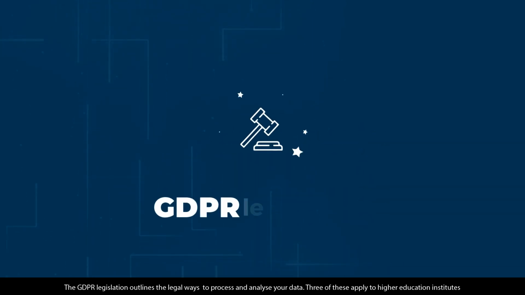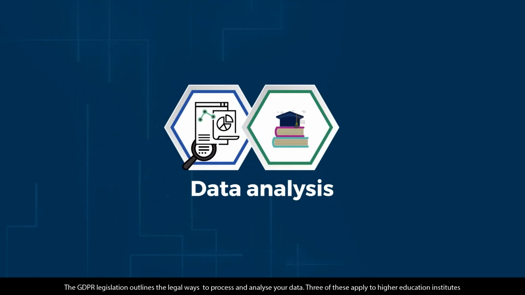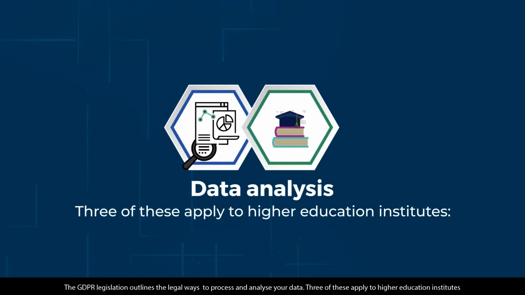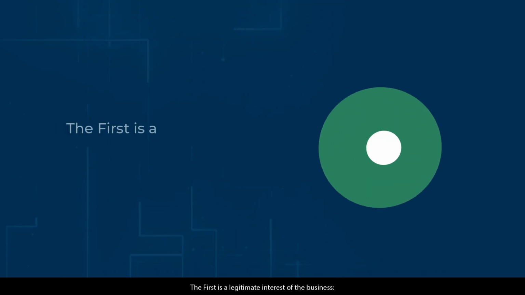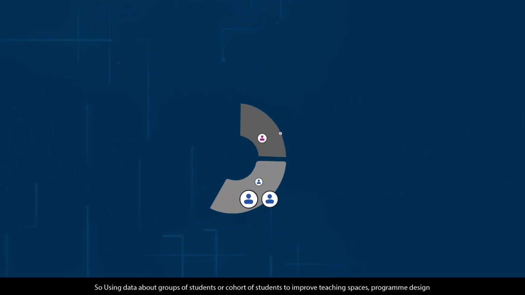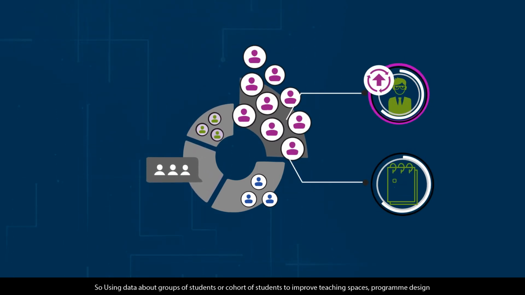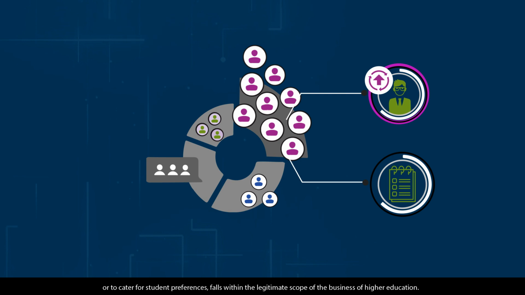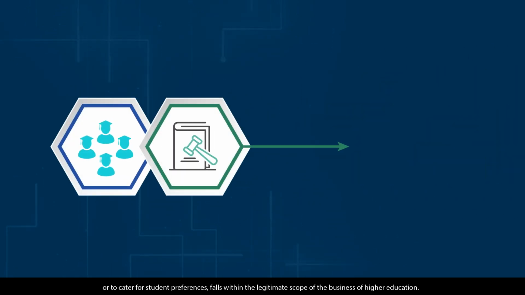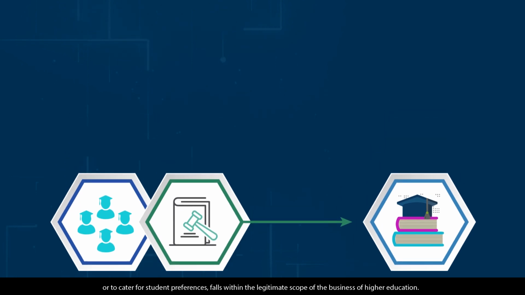The GDPR legislation outlines the legal ways to process and analyse your data. 3 of these apply to higher education institutes. The first is a legitimate interest of the business. So using data about groups of students or cohort of students to improve teaching spaces, programme design, or to cater for student preferences falls within the legitimate scope of the business of higher education.